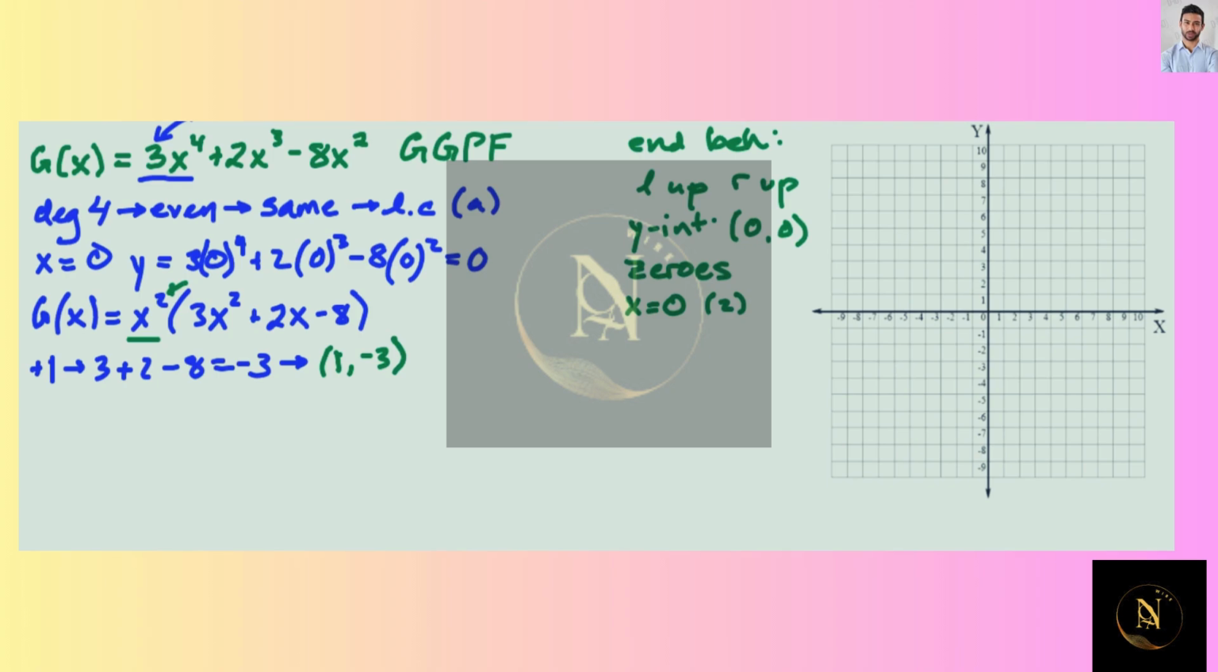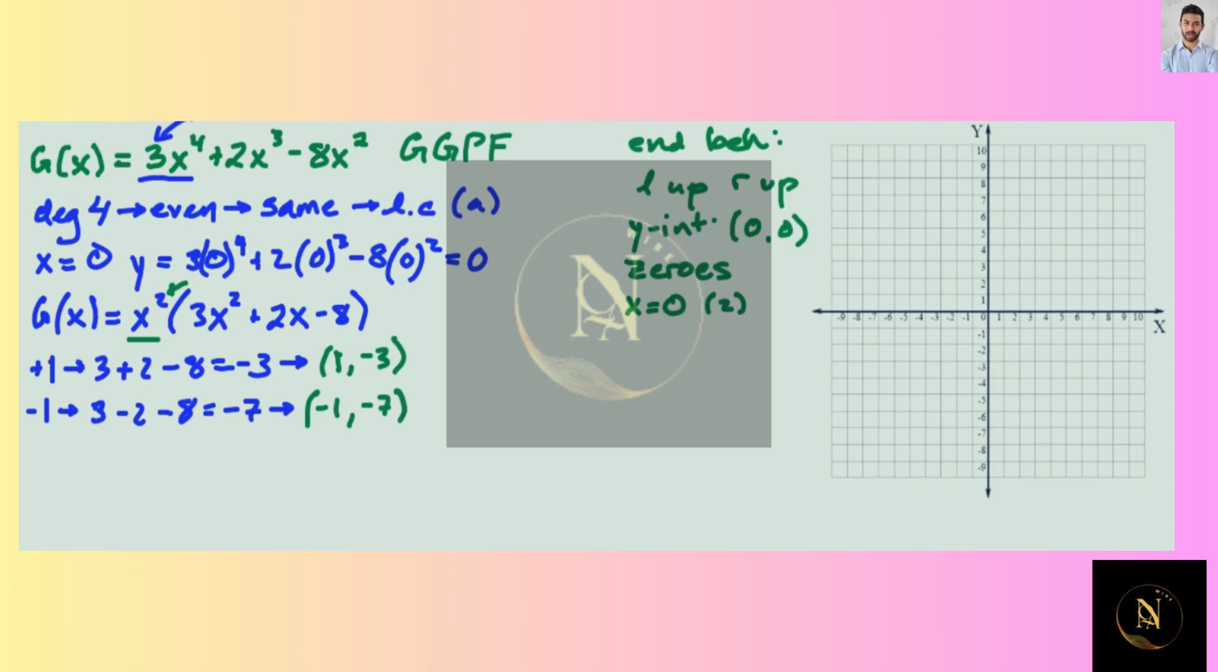Okay, so then I'm going to check for negative 1. Same process, except if the x term is raised to an odd power, we're going to switch the sign. So we have 3 minus 2 minus 8. All right, so that equals negative 7. So again, that's not a 0 of the function. However, negative 1, negative 7 is a point on our graph.